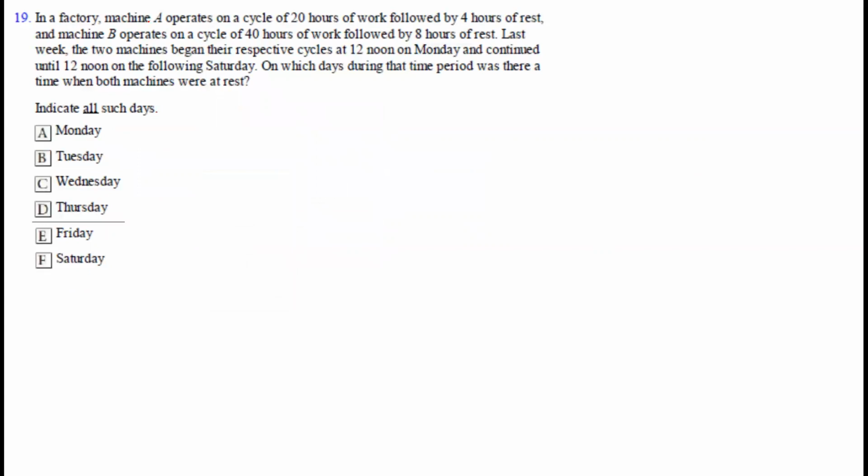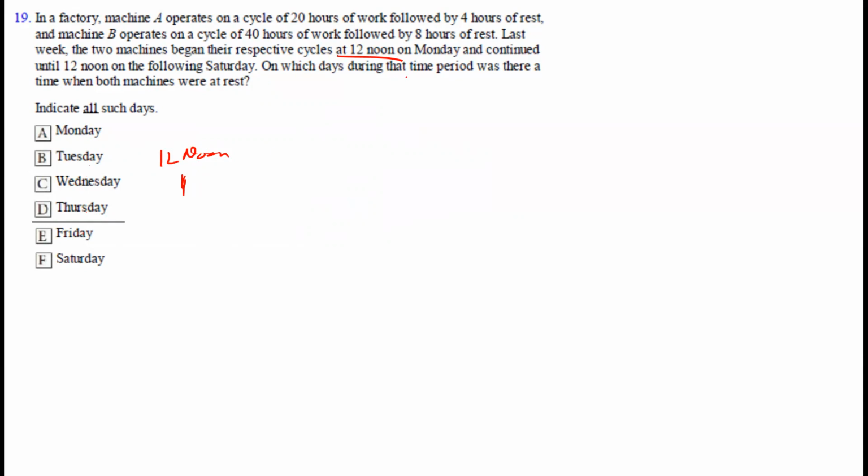Okay, so in a factory, machine A operates on a cycle of 20 hours of work followed by 4 hours of rest, and machine B operates on a cycle of 40 hours of work followed by 8 hours of rest. Last week, the two machines began their respective cycles at 12 noon on Monday and continued until 12 noon on the following Saturday. So it worked for almost 6 days. So 1, 2, 3, 4, 5, 6.